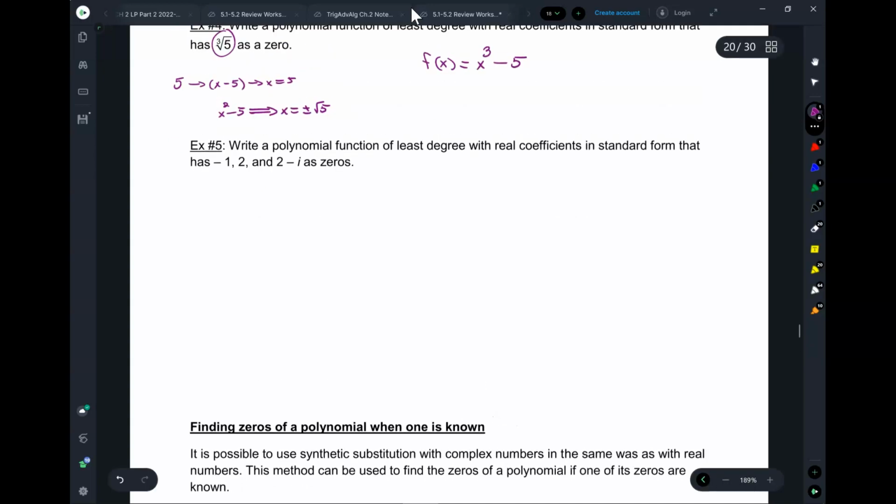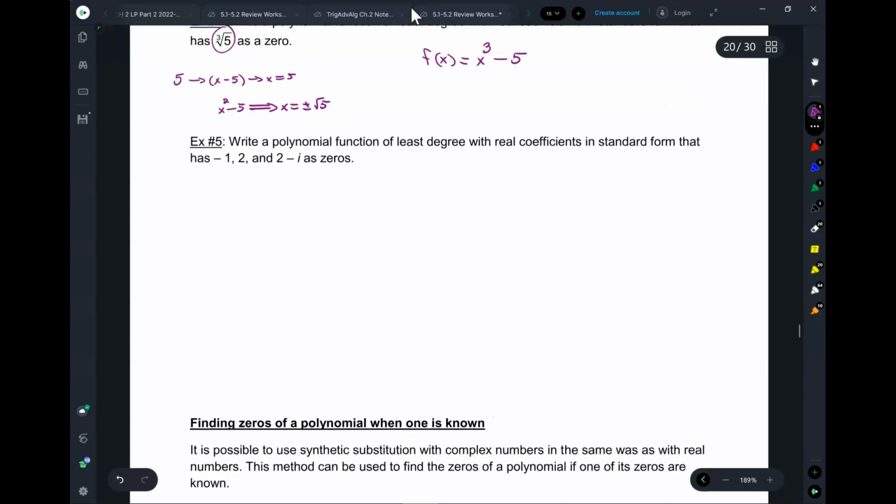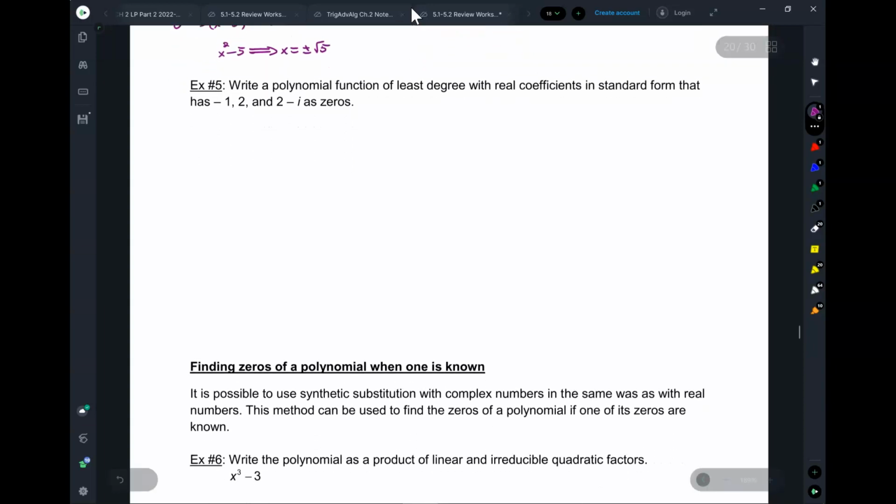Okay, next one. Write a polynomial function of least degree with real coefficients in standard form that has these as zeros. So we have -1, 2, and 2 minus i. Now, you're only going to be given one complex zero, but you have to know that complex numbers always come in pairs. So it always has a buddy, and the buddy will be the conjugate, 2 plus i.